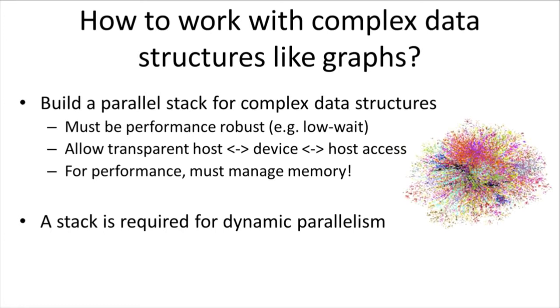So we have to be able to create our complex data structure, say like a graph with all the attributes on the host, then do our parallel computation on the GPU, and then work with it on the host to report the results. Standard workflow. So we need a massively parallel stack that is lightweight that will transparently move and manage our data for us. I point out that a stack is required for dynamic parallelism because the whole idea behind dynamic parallelism is you do variable amounts of work, which means that you have variable amounts of data that you need to report. So dynamic parallelism equals variable output.